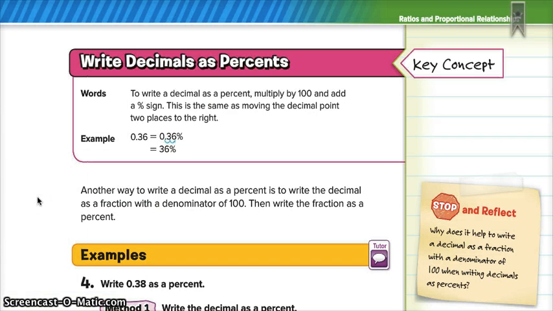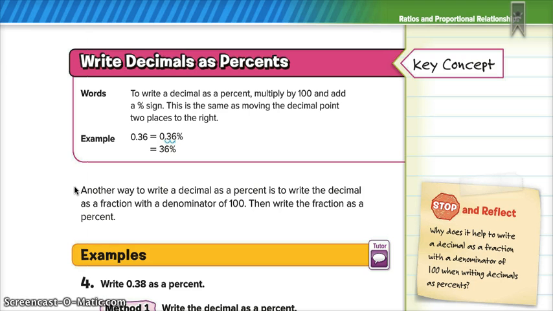We're now going to look at page 3 of your packet. Another key concept area says to write decimals as percents. So earlier we looked at writing percents as decimals. Now we're going to look at the method for writing decimals as percents. To write a decimal as a percent, you're going to multiply by 100 and then add a percent sign. This is the same as moving the decimal point 2 places to the right.